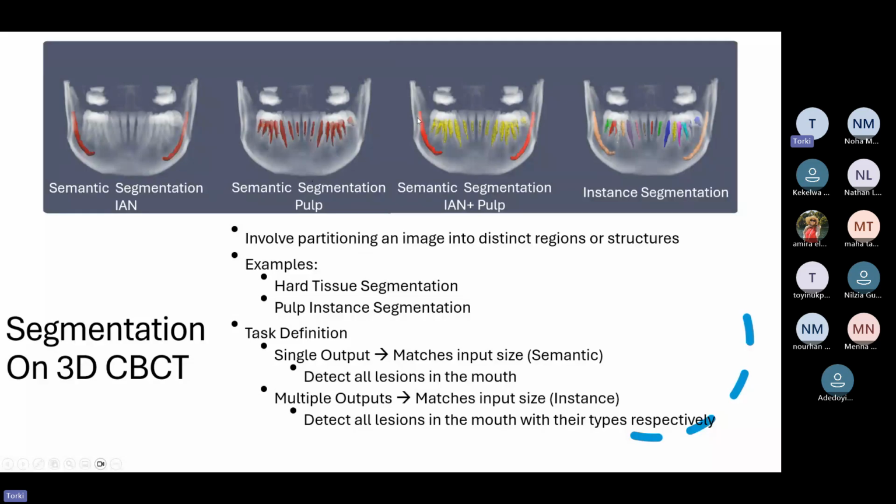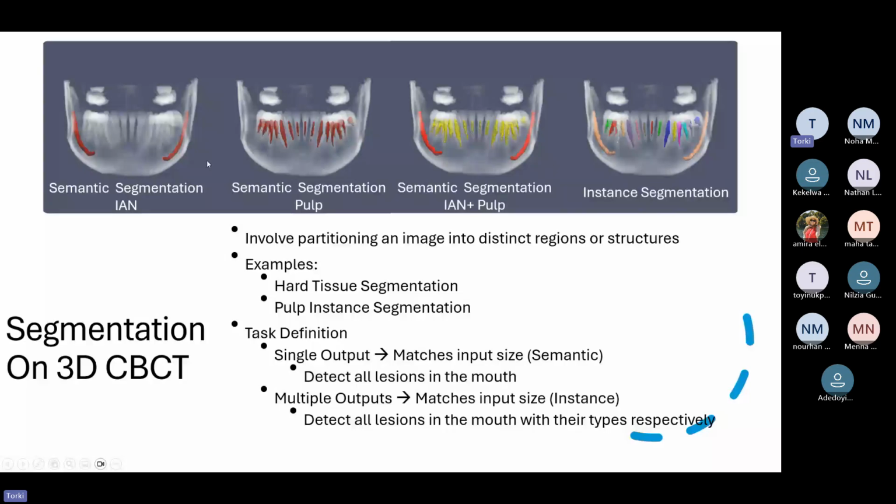Okay. And then you can do another problem, which is semantic segmentation, but on multiple classes. So we have a class for the ion, which is colored red, and we have another class for the bulb, which is colored yellow here.